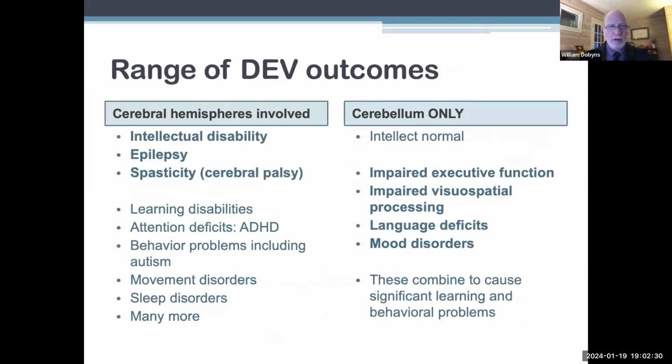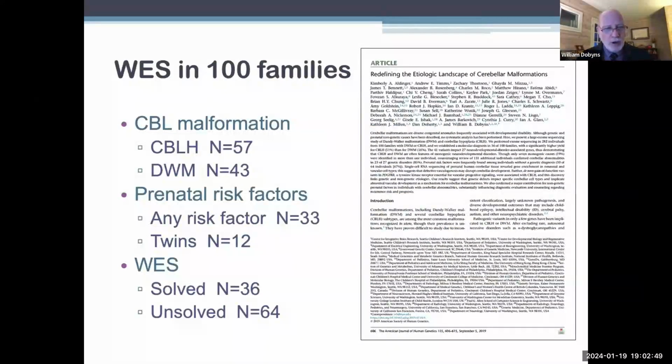All right, so here is then what you would expect. Individuals who have both cerebral and cerebellar involvement should be at risk for both of these. But of course, if there is severe intellectual disability, you will not be able to see the cerebellar cognitive problems. Going back to our study, I've already talked about this, the cerebellar hypoplasias and the Dandy-Walker malformation and the risk factors.